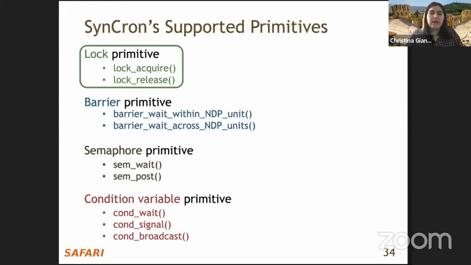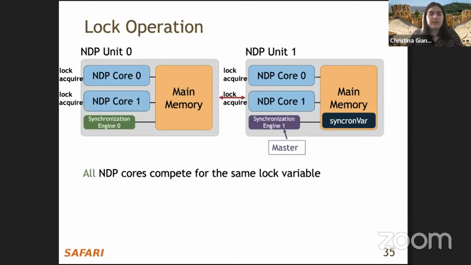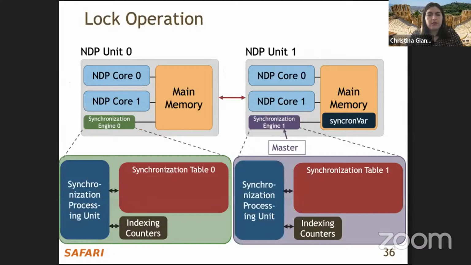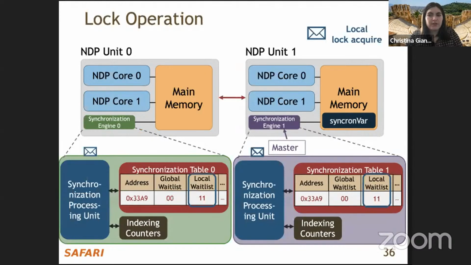I will briefly describe SynCron operation for the lock primitive. So let's assume a scenario where all NDP cores on the system compete for the same lock variable. They want to acquire the same lock variable. First, NDP cores send local acquire messages to the local synchronization engines. The local synchronization engines decode those messages and set the corresponding bits in the local waiting list. They update the local waiting list to indicate that their local cores have requested a particular lock variable.